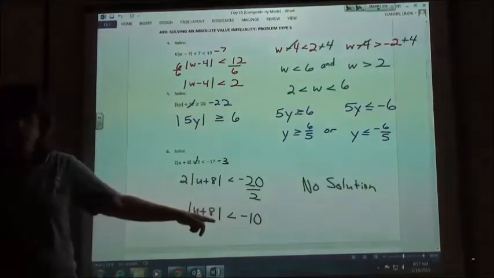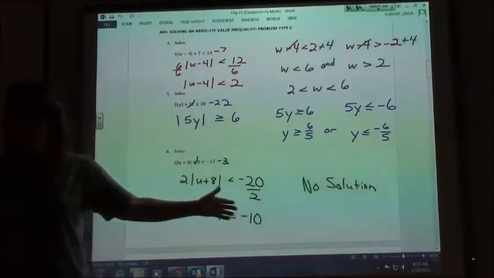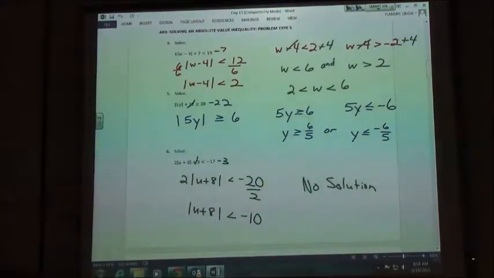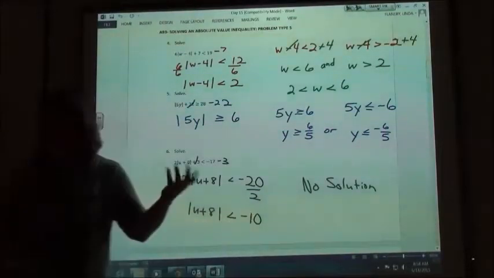If this would have been a greater than, can a distance be greater than a negative number? It always is, right? Then you have the all real numbers are solutions answer. So if this is a less than, you get no solution, but if it would have been a greater than a negative, you would have had all real numbers.